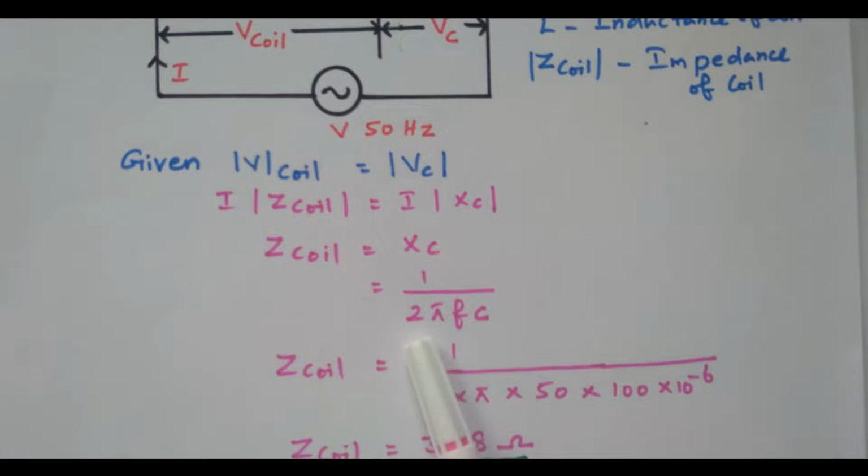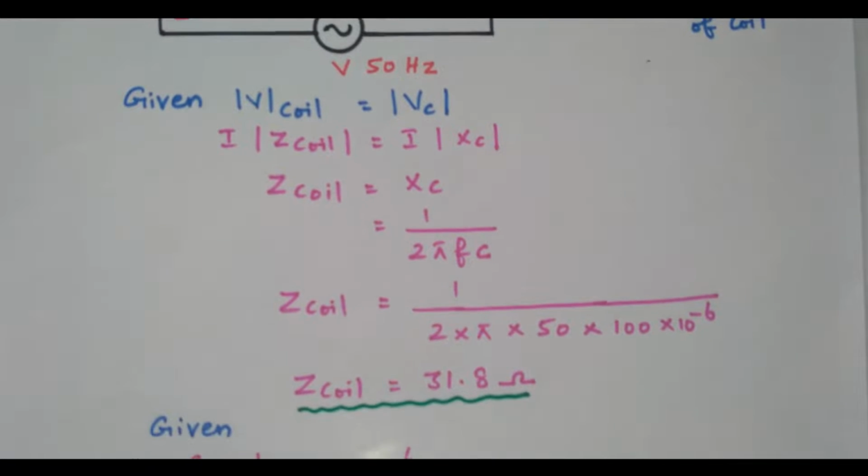So we can substitute the values, 2 into pi into F, which is 50 Hertz, and C is 100 into 10 to the power minus 6. The capacitor value is also given. By simplifying this, we got Z coil equal to 31.8 ohm. The impedance of the coil is 31.8 ohm. So we calculated the impedance.